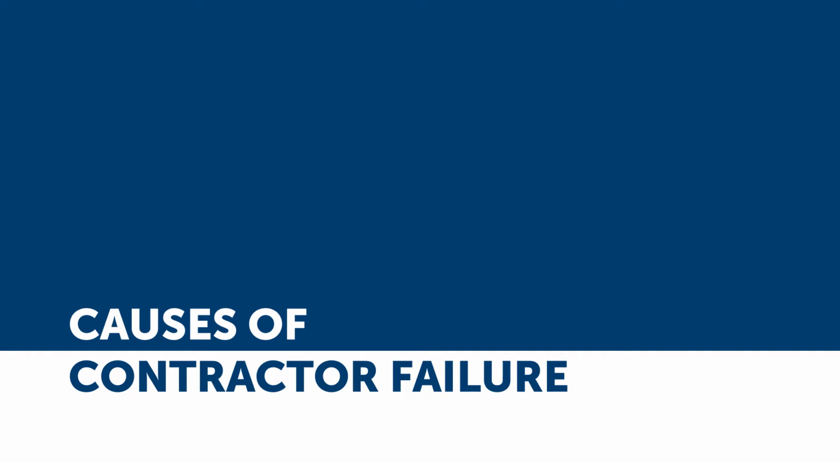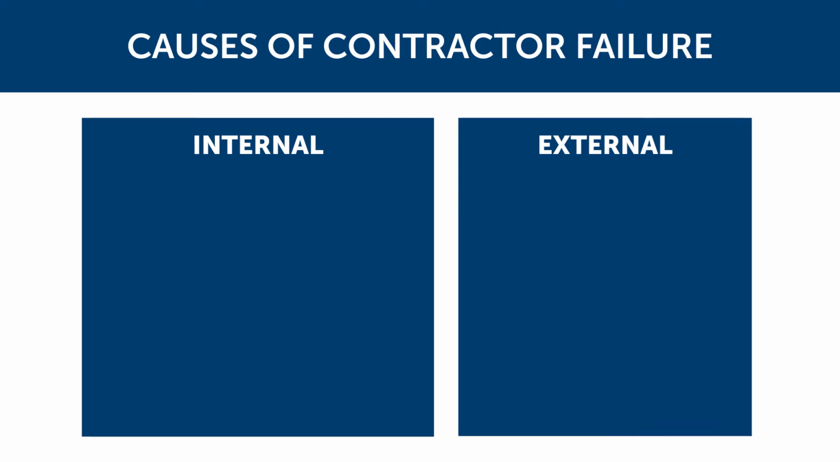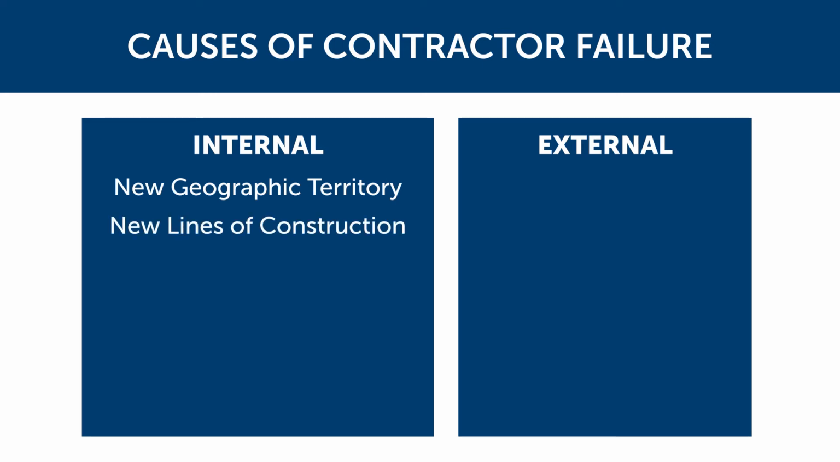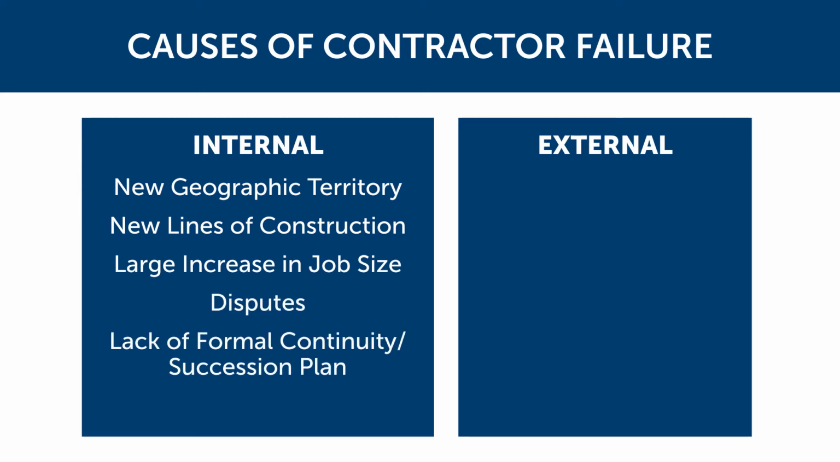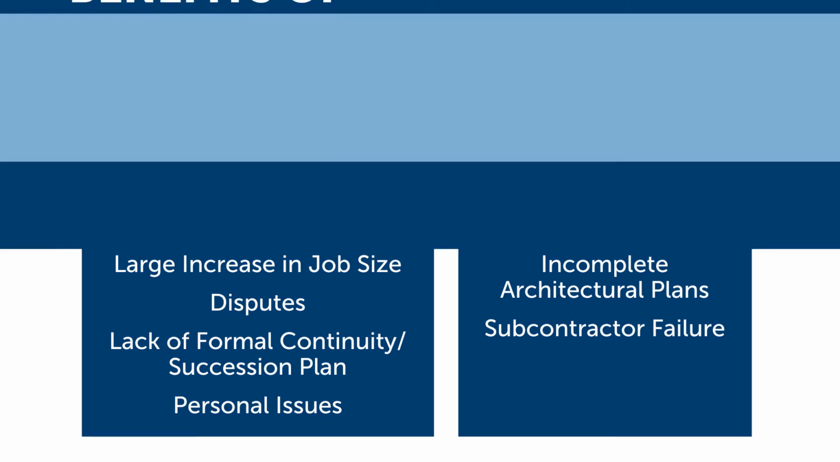The reason we're in business is because construction is a risky business and contractors do fail. We've broken it down into two different categories, internal and external. Internal causes of contractor failure may include new geographic territory unknown to the contractor, new lines of construction taken on, a large jump in job size, disputes on a job, lack of formal continuity plan, and personal issues encountered during a project. External causes may include the state of the economy, poor weather conditions and acts of God, incomplete architectural plans, and default of a subcontractor during a project.